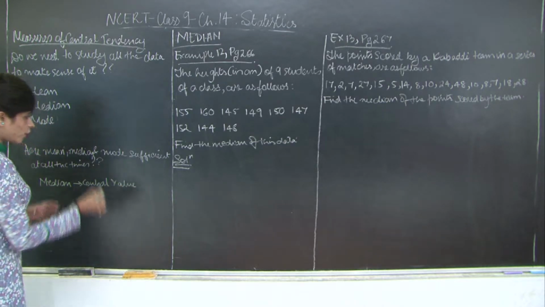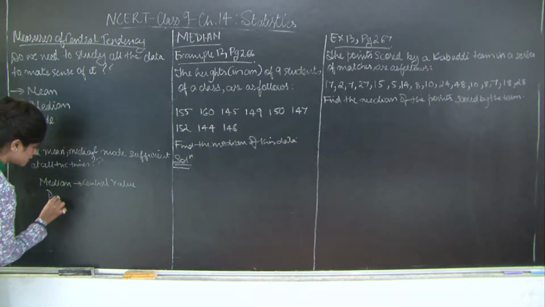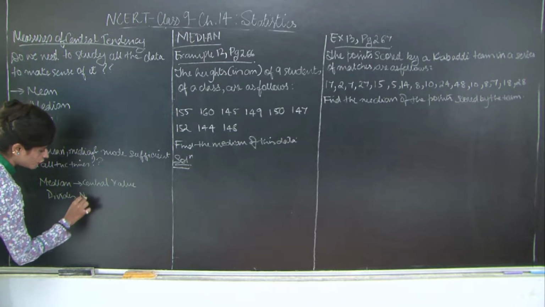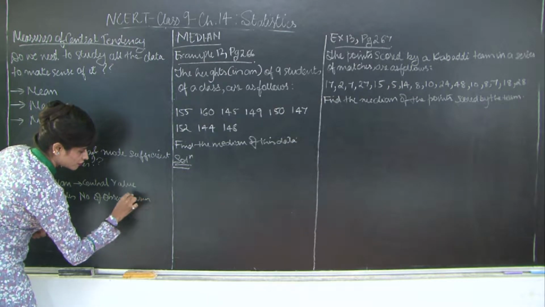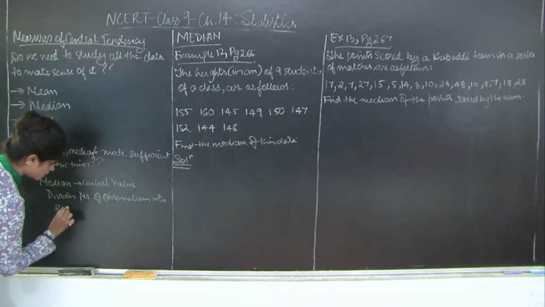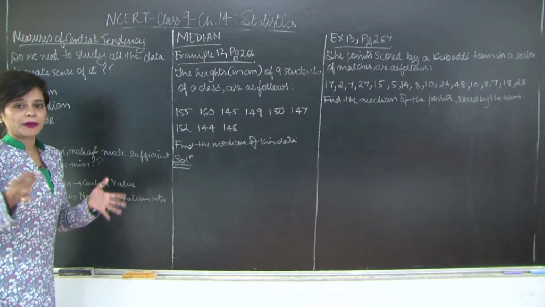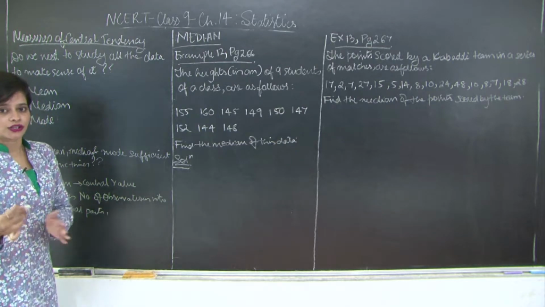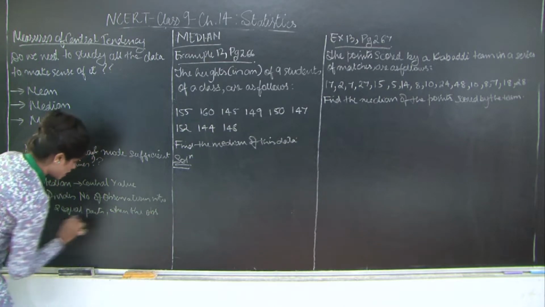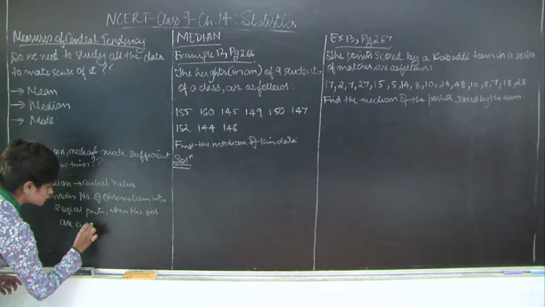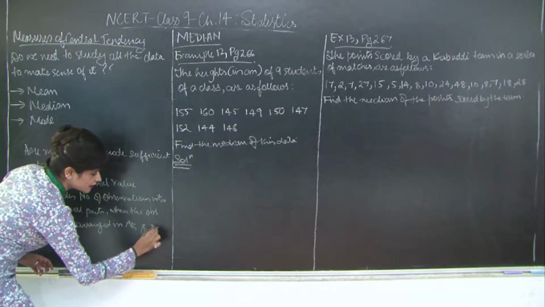which divides your number of observations into exactly two equal parts. So just two equal parts is not enough. For this, your observations need to be arranged in a particular order, and that could be either ascending order or descending order. So when the observations are arranged in ascending or descending order.